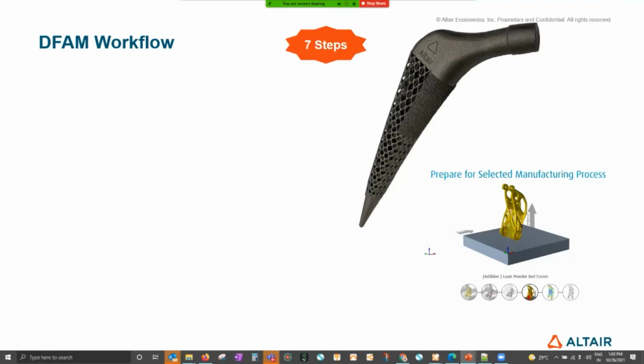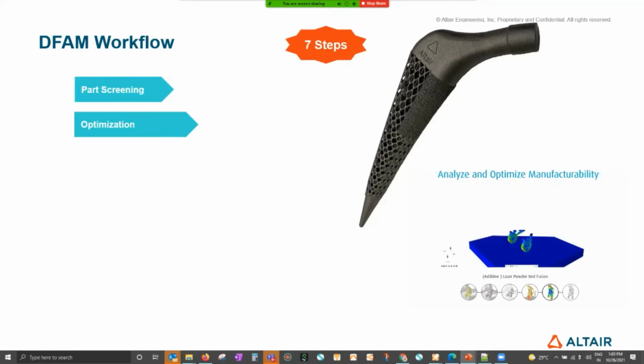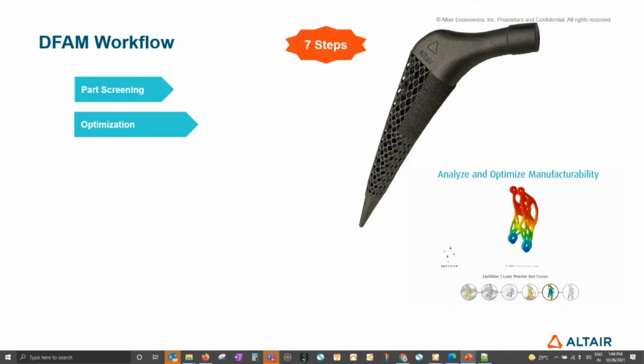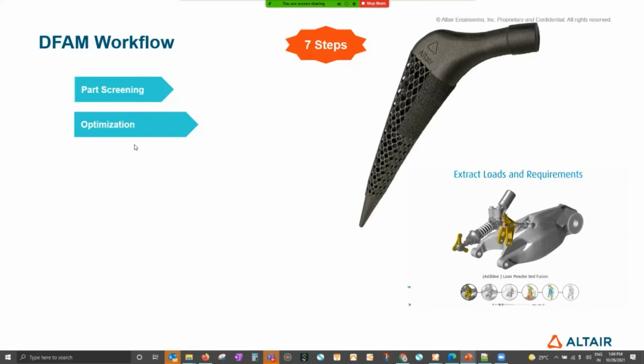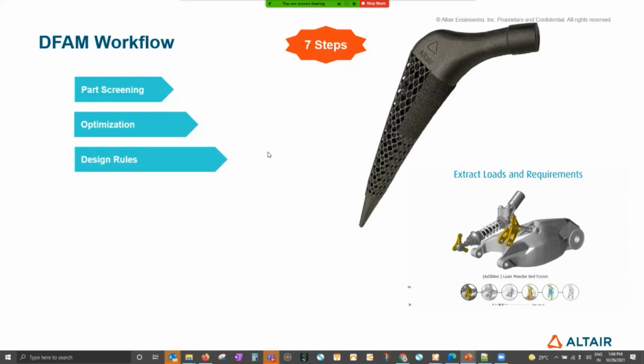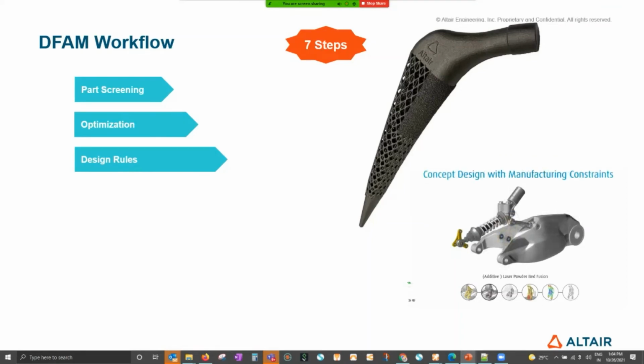There are 7 steps. First one, and a very, very important one, is part screening. Second is optimization. We have already seen that. Part screening we have not seen, but it is very important to make sure that you select the part which has the potential, or the benefit, which goes hand in hand with the advantages of 3D printing. So you should screen that. Then you have optimization. Then you have design rules. There are many design rules.